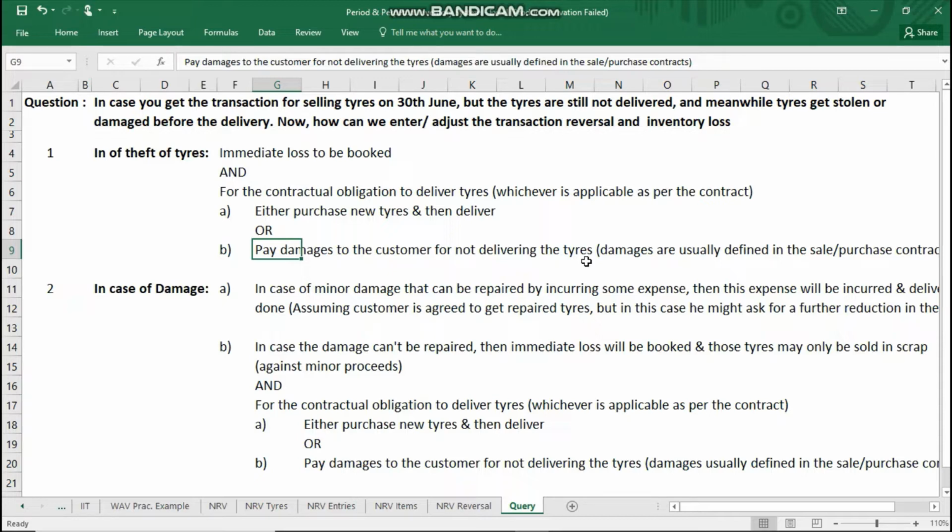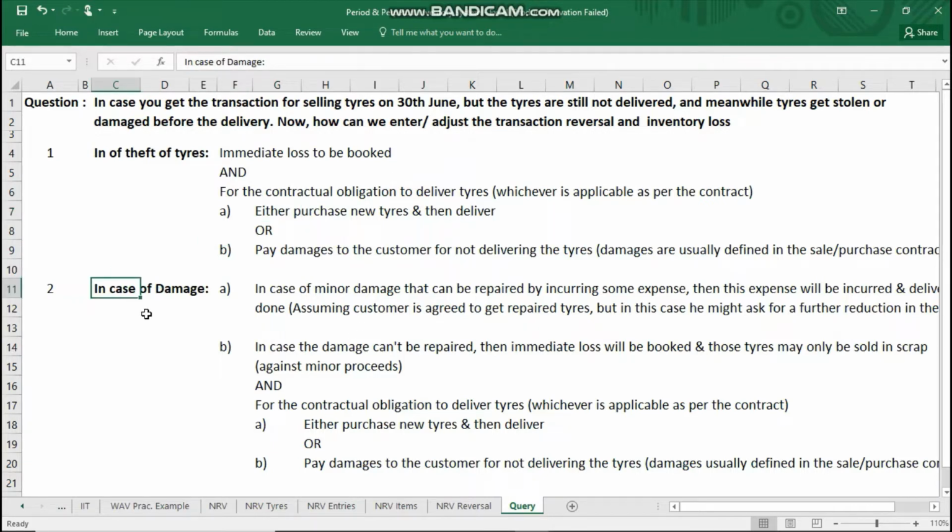And if we pay the damages, that will again be an additional burden on the business. That will be an expense, that will be a type of loss. So the accounting entry would be: the damages expense will be debited, and the cash or bank account will get credited in that case. And even if we purchase new tires, that will be an additional burden because we already booked the loss of the stolen tires, so that will be an additional cost to the business.